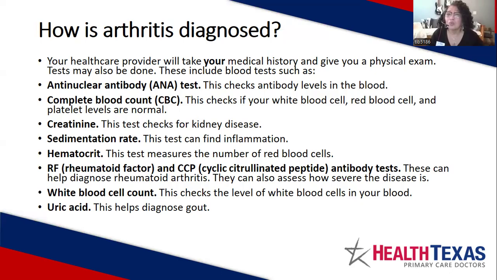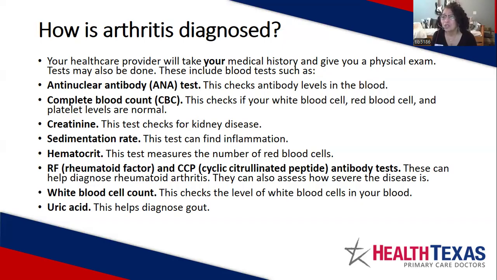You heard me mention the RF and the CCP. The RF, which is the rheumatoid factor, and the CCP, which is the cyclic citrullinated peptides, are antibody tests. These help to determine if there are indications of rheumatoid arthritis. And also, the levels help to determine the severity of the rheumatoid arthritis.